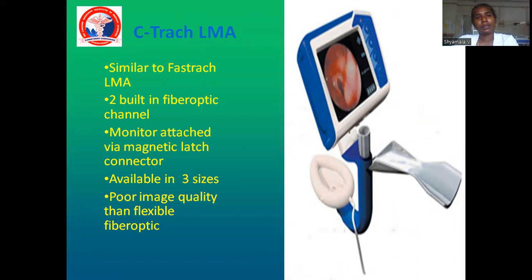Then C-track LMA. What is C-track LMA? We are viewing the image like in a video laryngoscope, you know, no? Same like that you are using the C-track LMA. Similar to that of fast track LMA, usually to build up a fiber optic channel. Okay, this is fiber optic channel you can build up, and monitors are attached with a magnetic latch connector, and it is available in 3 sizes. Poor image quality than flexible fiber optic because we can't see it well. Some kind of fadeness you can make out.